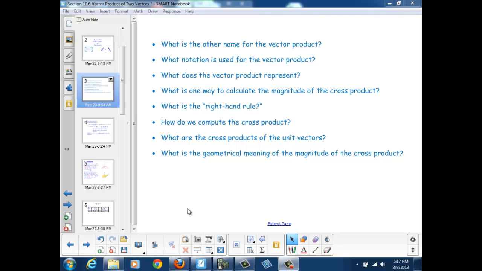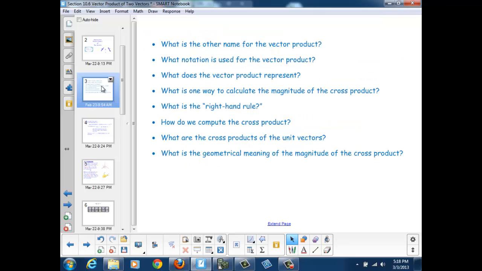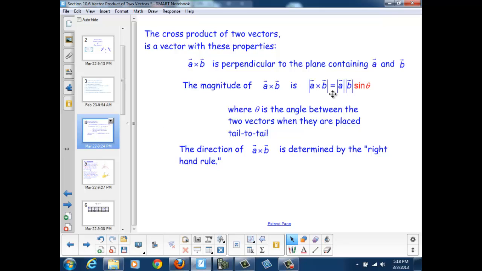So let's recap. What is the other name for the vector product? Well, it's the cross product. What notation is used for the vector product? We use the big X multiplication sign instead of the dot. What does the vector product represent? Well, the vector product represents a vector that is perpendicular to the plane containing the original two vectors. What's one way to calculate the magnitude of the cross product? Well, we take the magnitude of A times the magnitude of B times the sine of the angle that's created when the two vectors are placed tail to tail.